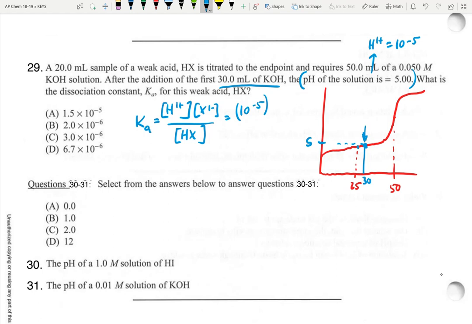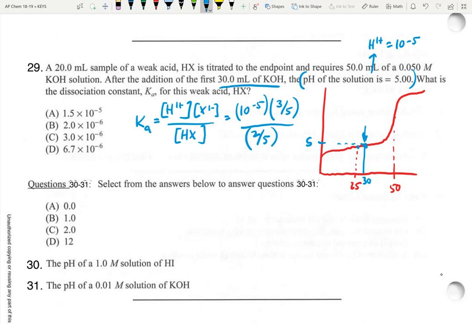So what's the proportion? If it took 50 milliliters to titrate the solution and we've added 30, think about that as a fraction. You've added 3/5 of what would be needed to reach the equivalence point. You've titrated 3/5 of the acid. In other words, you've turned 3/5 of the original acid into its conjugate base. And so my conjugate base is now 3/5 of the particles in that solution, and my original acid is now 2/5 of what was in that solution. 2/5 remain as acid. The other 3/5 have been converted to conjugate base.